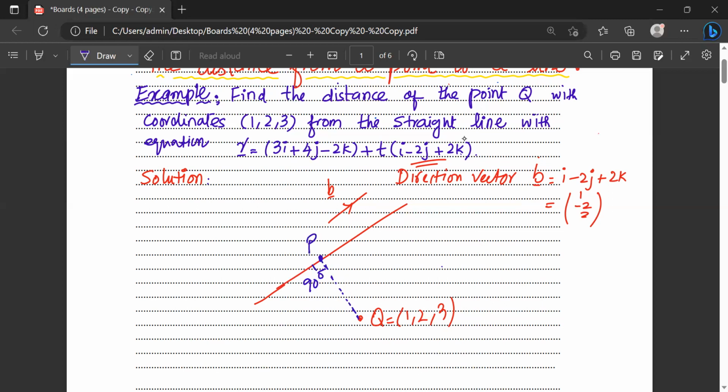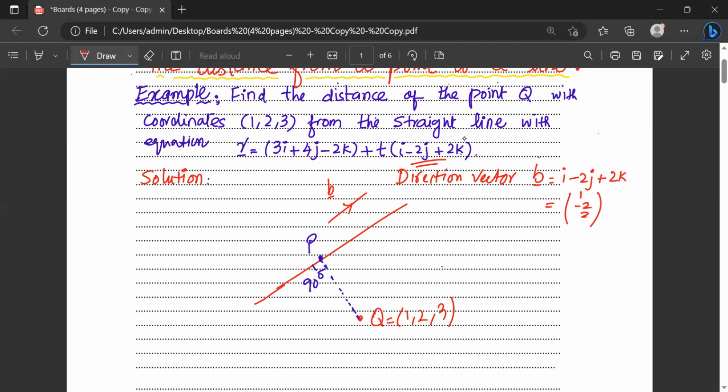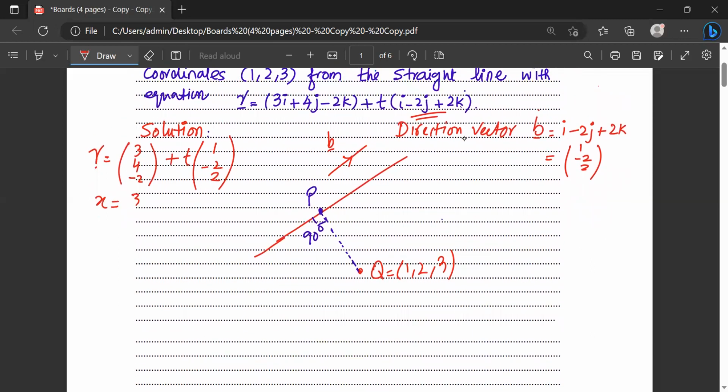Let this point be P. Next we'll try to find the coordinates of P. How to find the coordinates of P? As you're given the equation of the line in vector form, you may write the column vector (3, 4, minus 2) plus t times (1, minus 2, 2). And yes, we can write the parametric equations: x equals 3 plus t, y equals 4 minus 2t, and z equals minus 2 plus 2t.